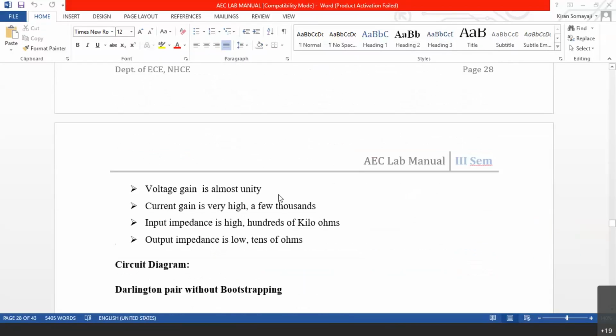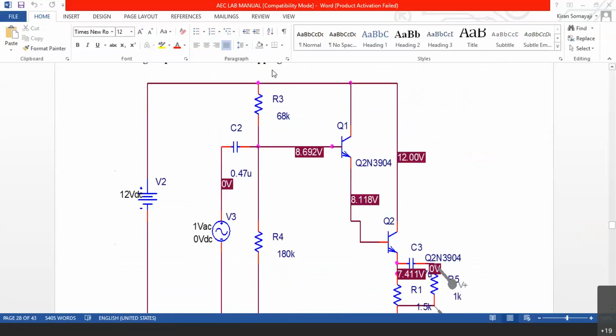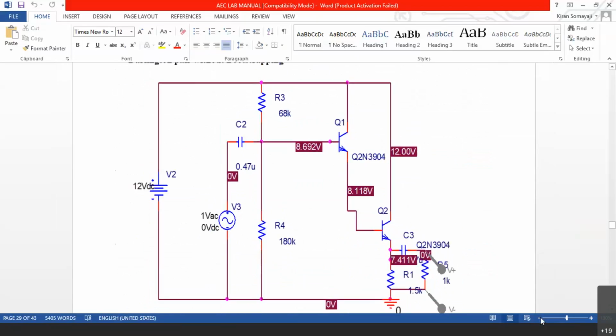Voltage gain is almost unity, current gain is very high, a few thousands. Input impedance is high, hundreds of kilo ohms, sometimes mega ohms. Output impedance is low, tens of ohms. Let me show you the circuit diagram now. Let me zoom out slightly.